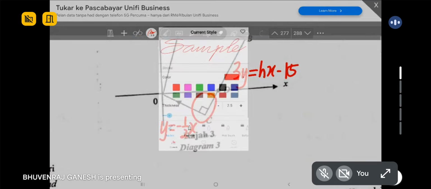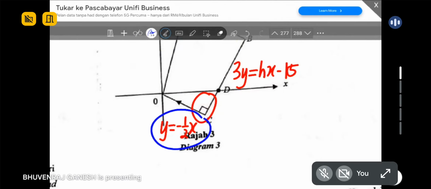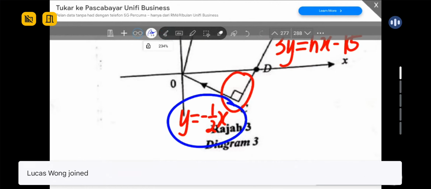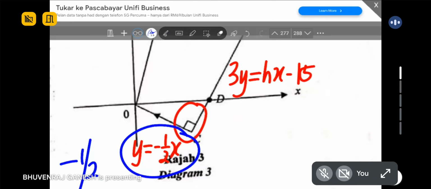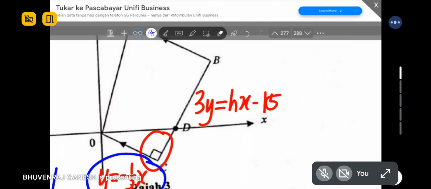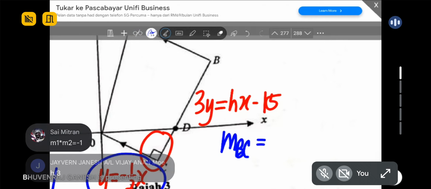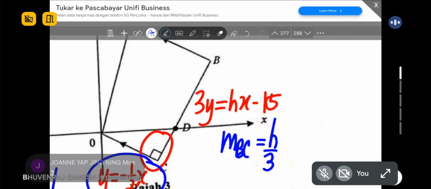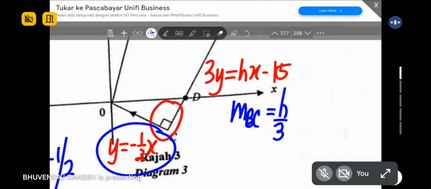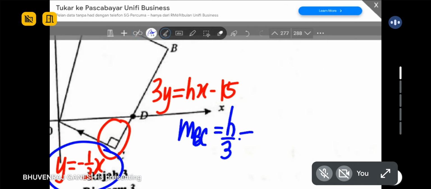Very simple guys. So may I know what is the gradient for OC? Apa kecerunan dia? Garis OC? Very good. The answer is negative 1/2. So, can you guys tell me what is the gradient for BC? Automatically, if negative half, correct. H/3. Another value, satu lagi nilai. This one negative half. So the answer is 2 guys.